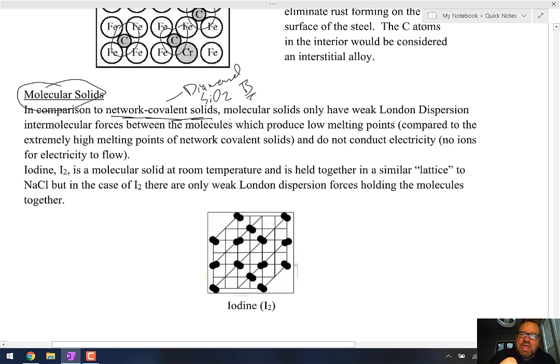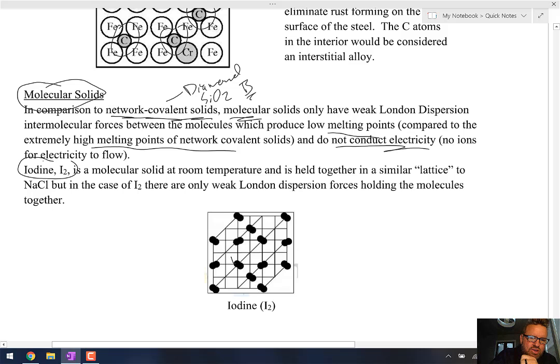Molecular solids, which is what we're talking about now, have very, very weak London dispersion forces between them, which produce, again, these low melting points. Compared to diamond and sand, which have very, very high melting points. And again, they don't conduct electricity at all, just like the network covalent solids. And there's not very many of these, because typically when you have those weak London dispersion forces, you're going to have things that are gases or liquids. And so most of them are not solids because the forces are not strong enough to stay together in the solid form.